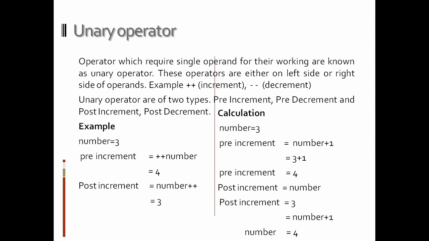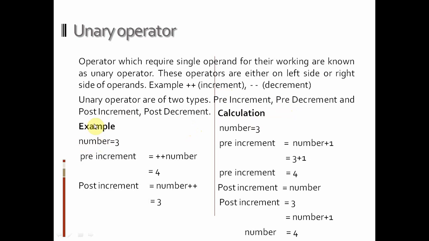So today, first of all, in this video we will study the unary operator. As we discussed above, a unary operator is an operator which requires a single operand for its working, and these are of two types, increment and decrement. Both are of two types: pre-increment and post-increment, and pre-decrement and post-decrement operators.